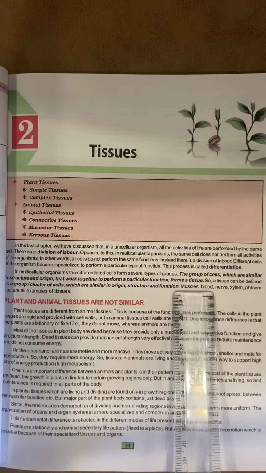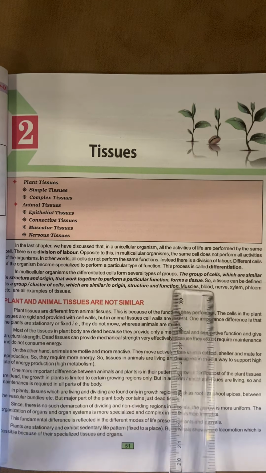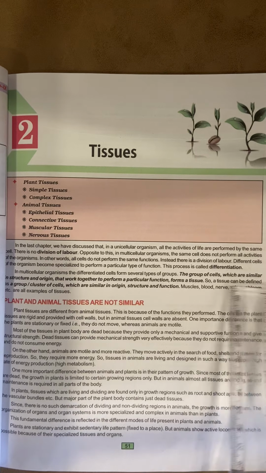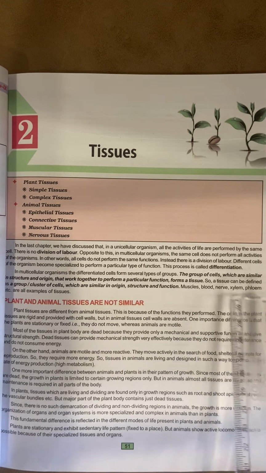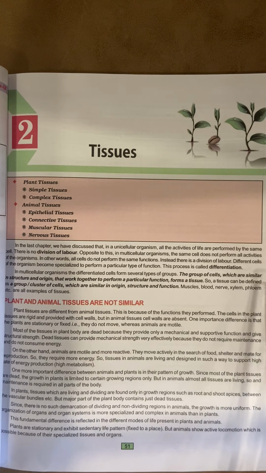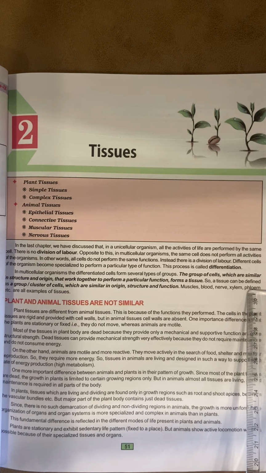For example, some of the tissues in animals are muscular tissue, the connective tissue, which is blood, and the nervous tissue. And in plants we have the xylem and the phloem, which conduct food and water and minerals, and so on. So these are the plant tissues.